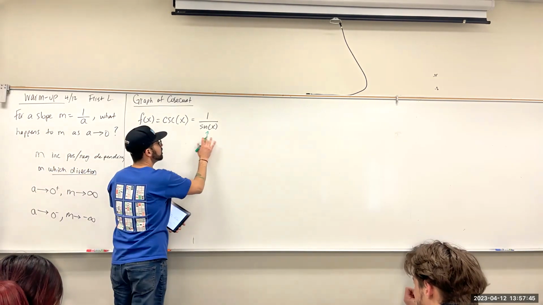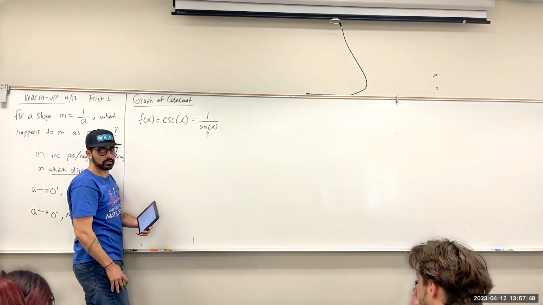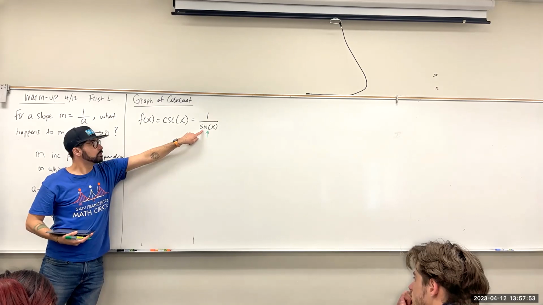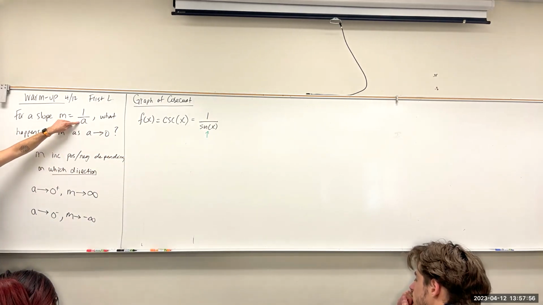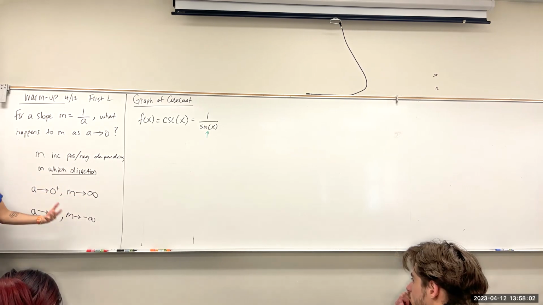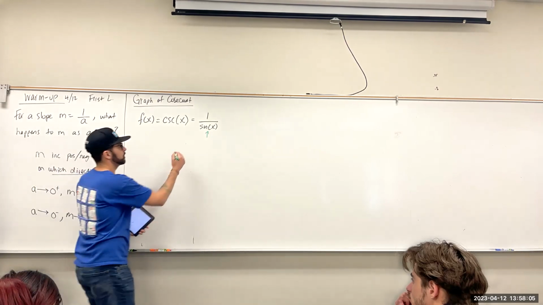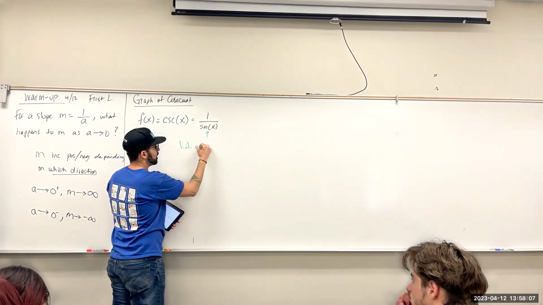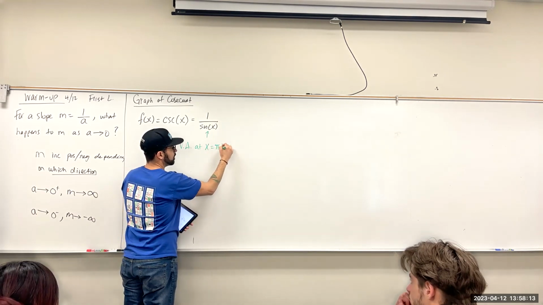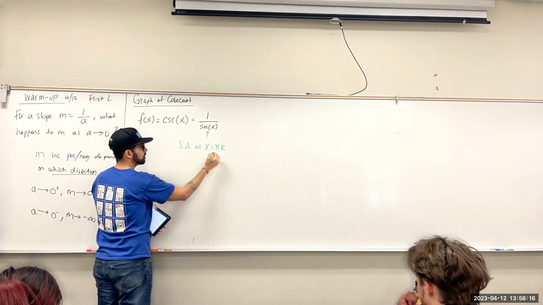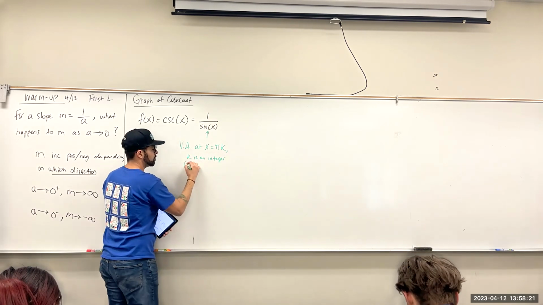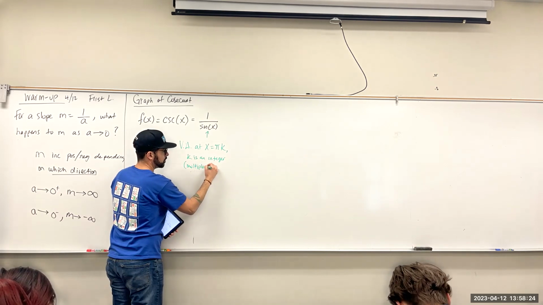Okay? So because of that, we're going to end up with vertical asymptotes. And that's because we're going to be approaching 0. So it's either going to be approaching positive infinity or negative infinity, which produces a vertical asymptote. So we end up with a vertical asymptote at x equaling k pi, where k is an integer. Remember, this just means multiples of pi.